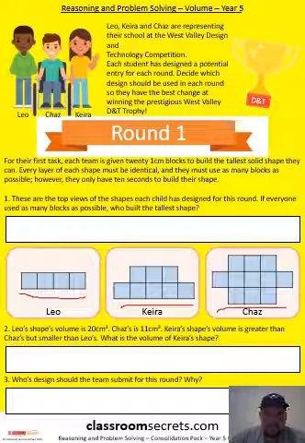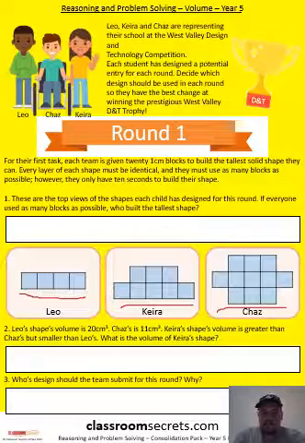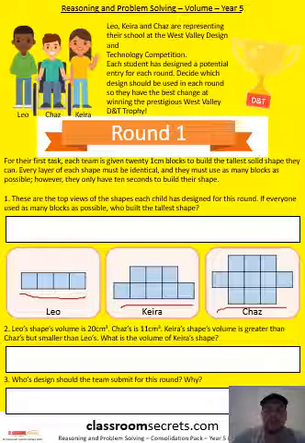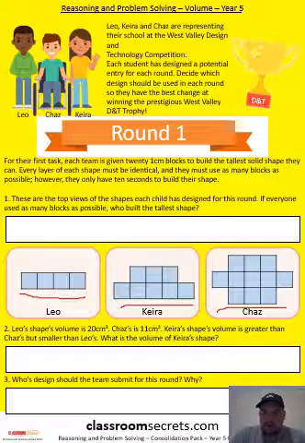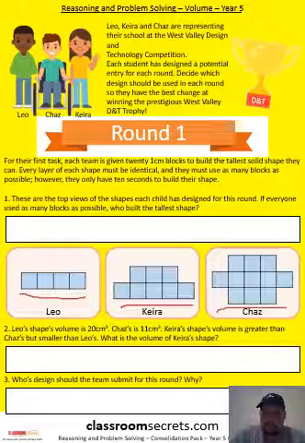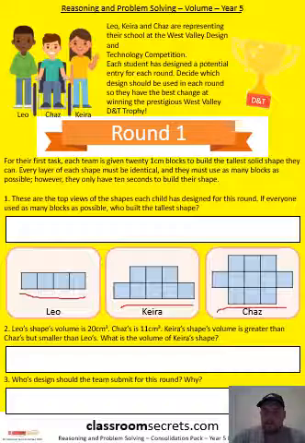Then number 2: Leo's shape's volume is 20 centimeters cubed, Chaz's is 11 centimeters cubed, and Kira's shape's volume is greater than Chaz's but smaller than Leo's. What is the volume of Kira's shape? All question 2 is asking is the volume of Kira's shape. She's used as many blocks as possible up to the limit on what blocks we had. So if you've worked out how many blocks Kira has used in 1, then that's the answer to 2.